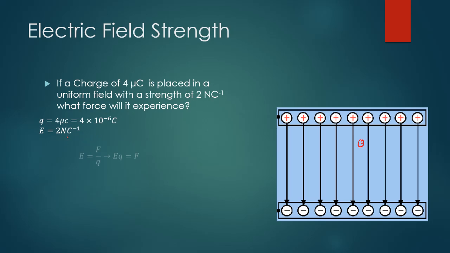we have 2 newtons per coulomb, and so I rearrange this equation. My electric field strength equals the force divided by the charge, and I get the electric field strength times the charge equals the force. So 2 newtons per coulomb times 4 times 10 to the negative 6 coulombs, and I get the force equal to 8 times 10 to the negative 6 newtons. So it's a very small force, but that's the force that I have.